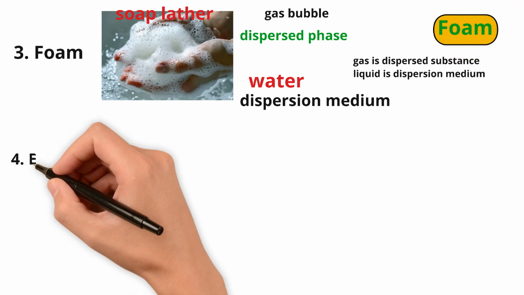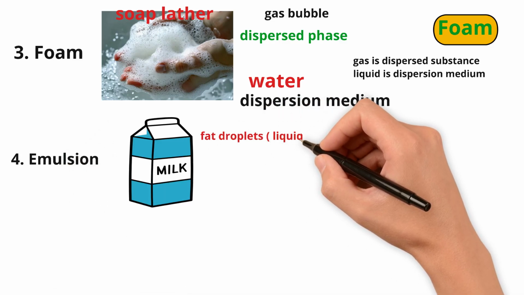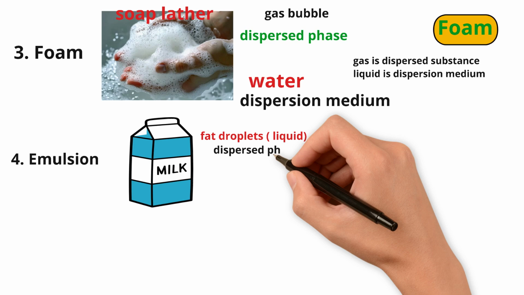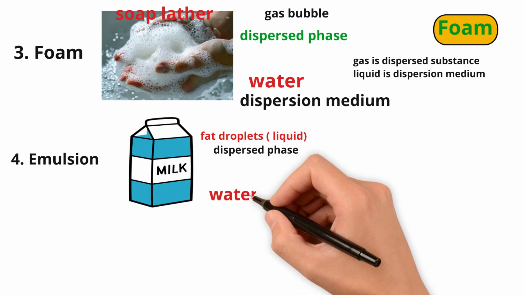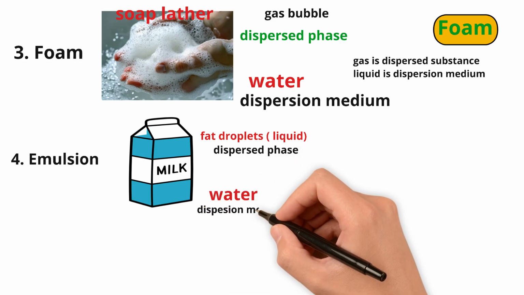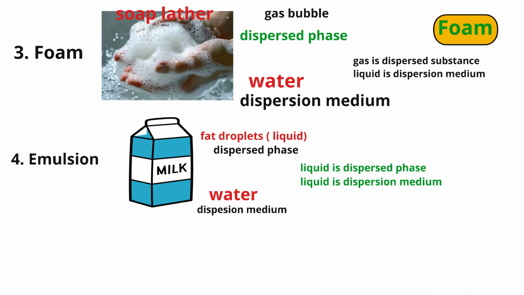The fourth type is emulsion. Milk. In milk, fat droplets, that is liquid, are the dispersed phase, and water is the dispersion medium. When fat droplets disperse throughout water, they make milk. Liquid is the dispersed phase and liquid is the dispersion medium. The type of colloid they form, we call it emulsion.